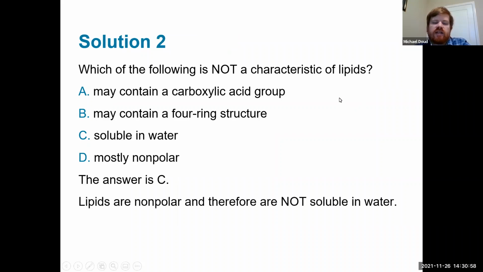Okay, let's take a look. So of course, the one that is not a characteristic is that they are soluble in water. We know that they're insoluble in water, so the correct answer is C.